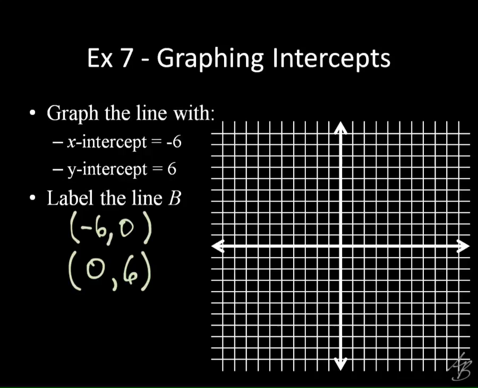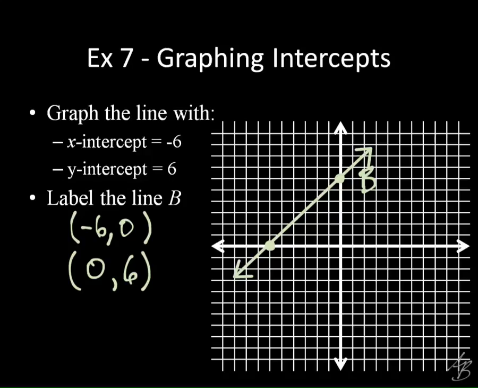So graphing these then, where is negative 6, 0? Which way do we go? Left 6. All right, and on your coordinate plane, it's going to be all the way over at the edge. And then 0, 6 is going to be which way? Up 6, which is going to be closer to the top on yours. And so you should get a line that looks something like this. And don't forget to label it. This one is line B, so put a B somewhere next to the line there. All right, everybody good with that one?